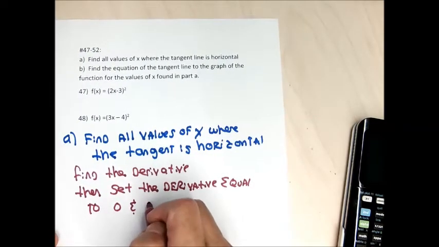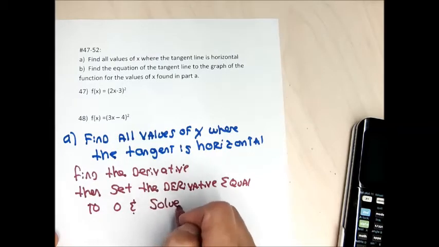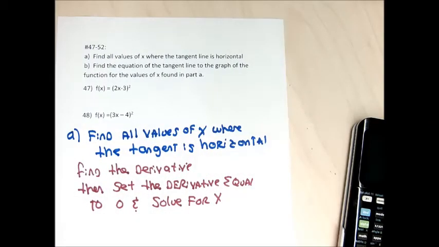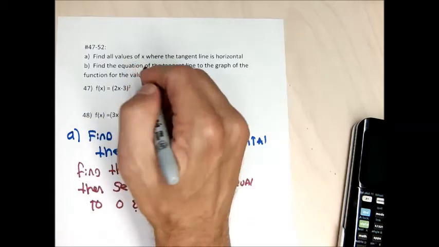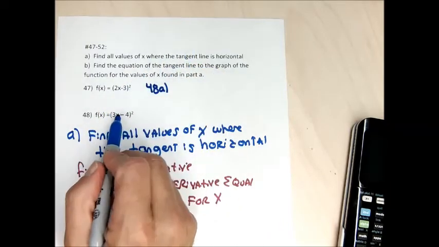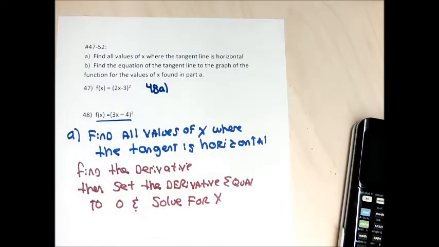And solve for x. Simple enough to do, so let me do 48a. So for 48 part A, I'm going to find the derivative of this simple parentheses with an exponent. So I'm going to use the chain rule.